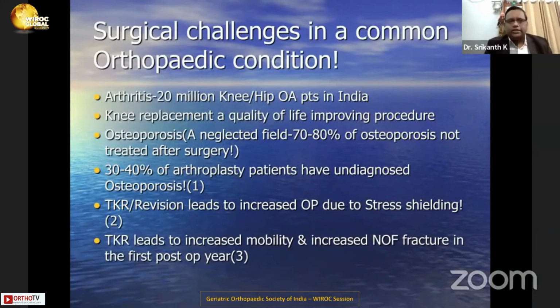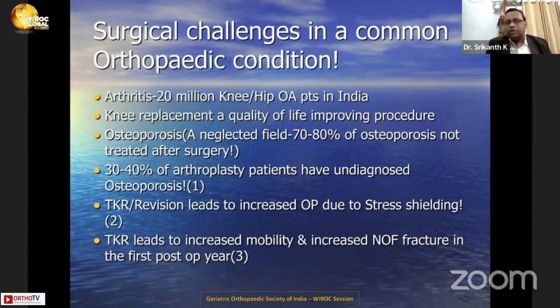We know arthritis affects around 20 million people in India, particularly arthritis of the hip and the knee. Knee replacement, we know, is a quality of life improving procedure, globally accepted. Osteoporosis, unfortunately, is a neglected field. Some papers indicate 70 to 80% of osteoporosis is not treated despite a distal radial fracture, a hip fracture or a spine fracture. A recent publication shows that 30 to 40% of arthroplasty patients have undiagnosed osteoporosis.